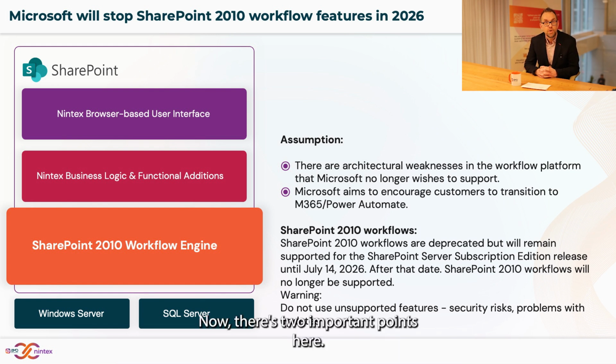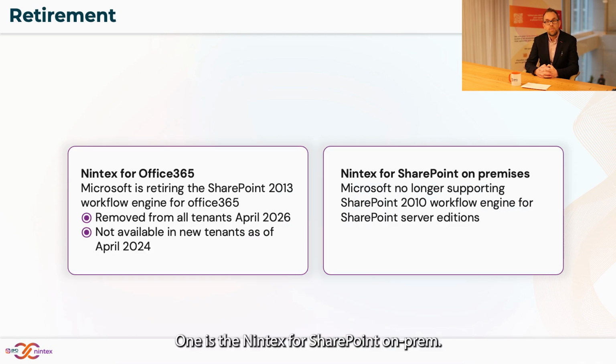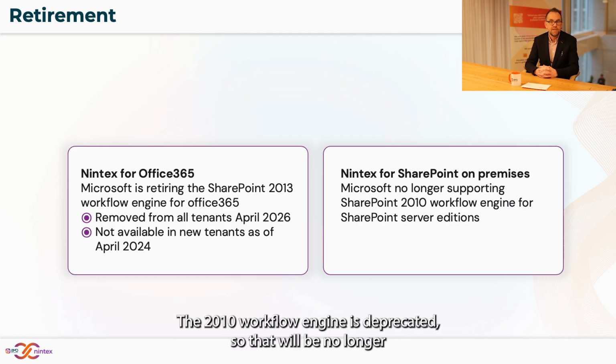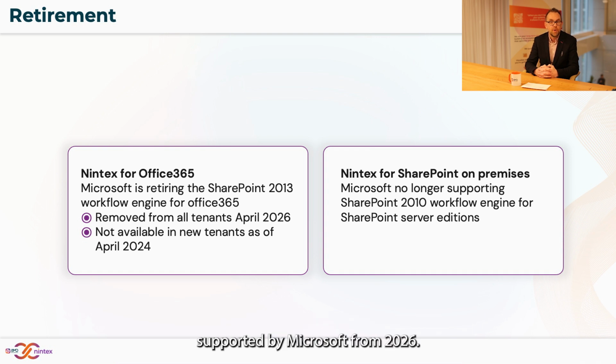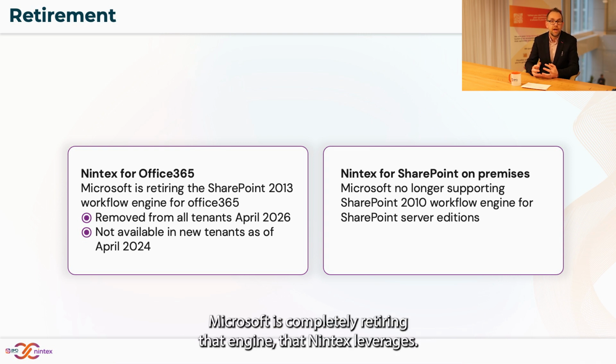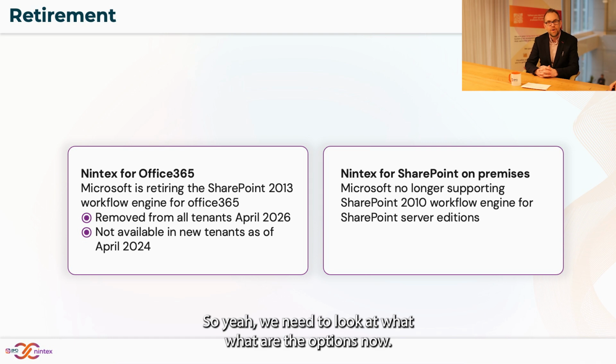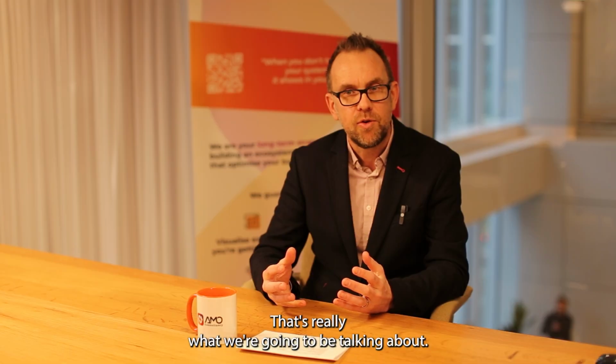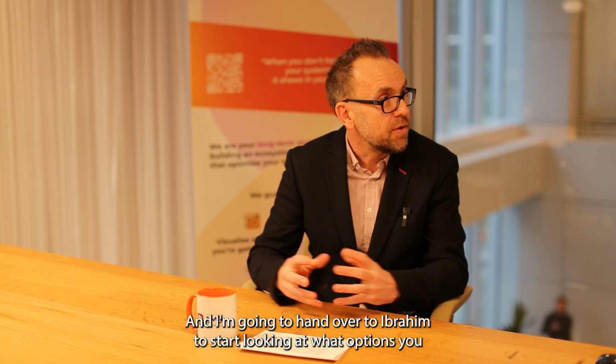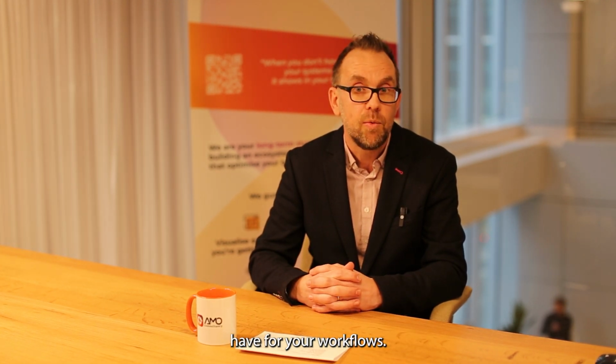Now, there are two important points here. One is that for Nintex for SharePoint on-prem, the 2010 workflow engine is deprecated, so that would be no longer supported by Microsoft from 2026. If you're actually running on Office 365, so SharePoint Online, Microsoft is completely retiring that engine that Nintex leverages. So as of 2026, if you have any workflows on SharePoint Online, they will cease to run. So we have a big problem there. So we need to look at what the options are, and that's really what we're going to be talking about. And I'm going to hand over to Ibrahim to start looking at what options you have for your workflows.